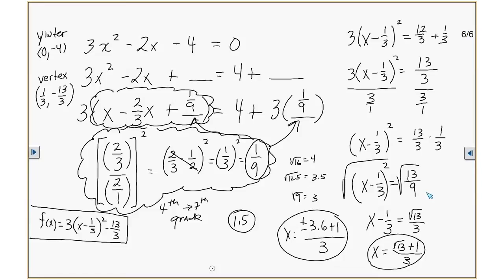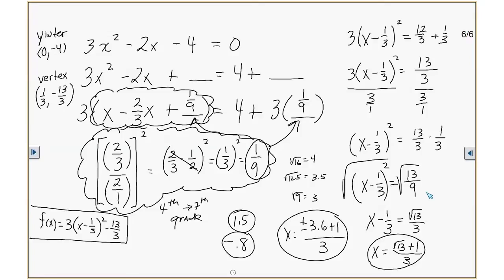Negative 3.6 plus 1 is negative 2.6. Negative 2.6 divided by 3 is about negative 0.8. And there are your x-intercepts. Sketch it.